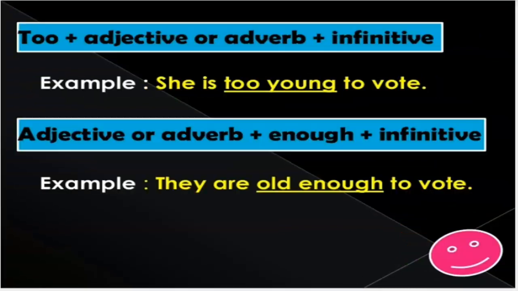Too plus adjective or adverb plus infinitive. She is too young to vote. Too young is an adjective. Too plus young. After that we can use the infinitive. Adjective or adverb plus enough plus infinitive. They are old enough to vote. Old is an adjective. Enough plus infinitive is enough to vote.